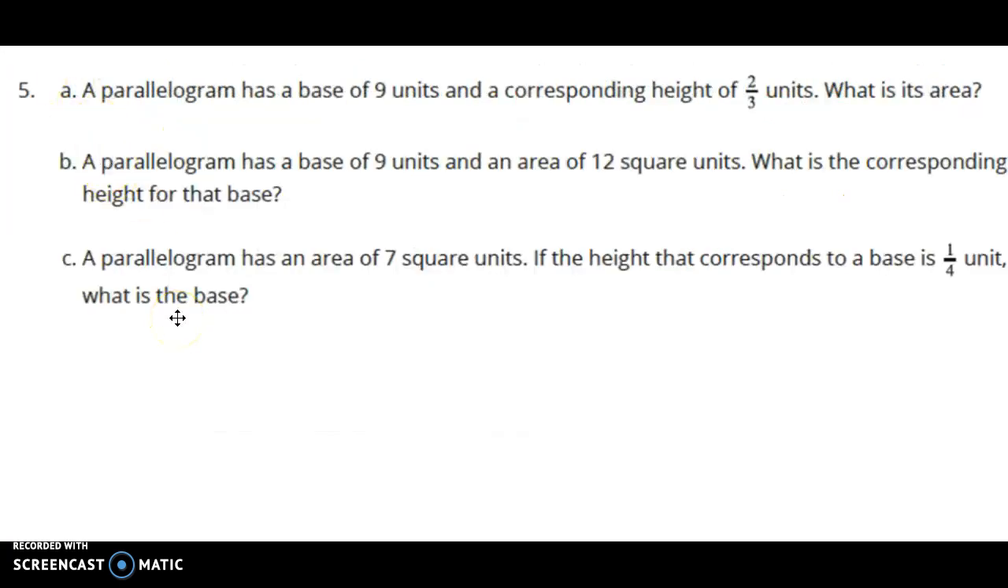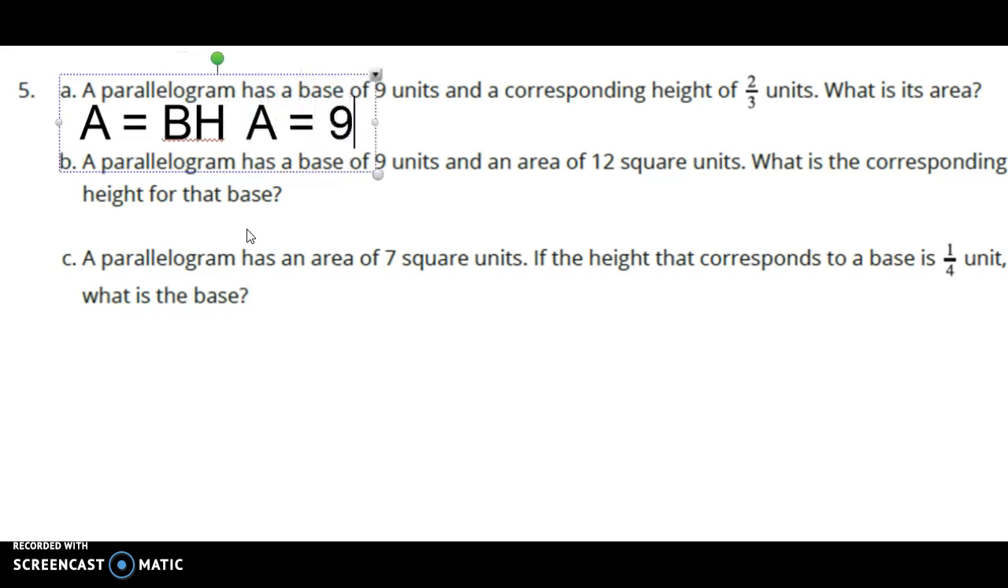5. A parallelogram has a base of 9 units and a corresponding height of 2/3 units. What is its area? Okay, so we're actually going to break this down into 3 different problems. A, B, C. So I know that my area of a parallelogram equals base times height. So here area is going to equal 9 times 2/3.